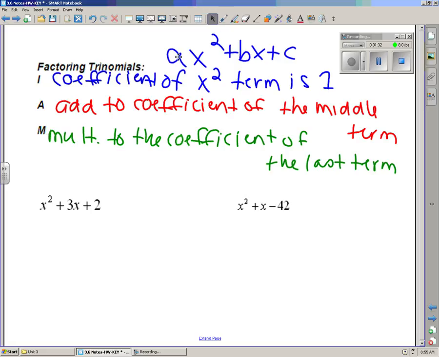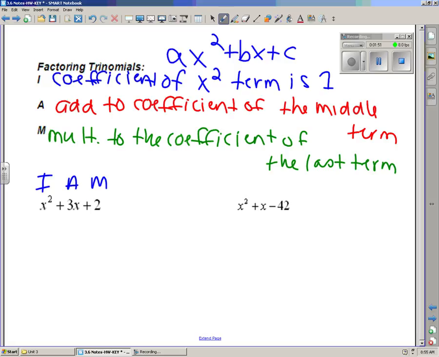So basically how this works is above each problem that has the coefficient of x squared being 1, you're going to just write I am. This is going to help remind you that you need to find two numbers that add to the middle term, which is 3x, or multiply to the last term, which is 2. So we tend to do this.